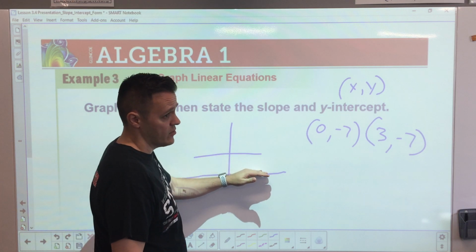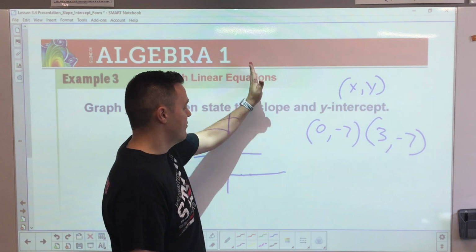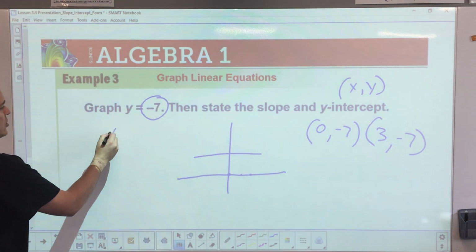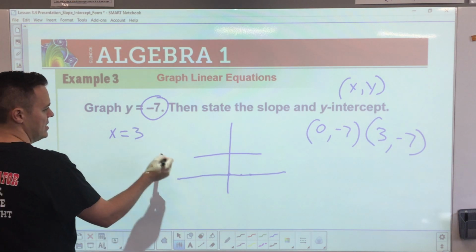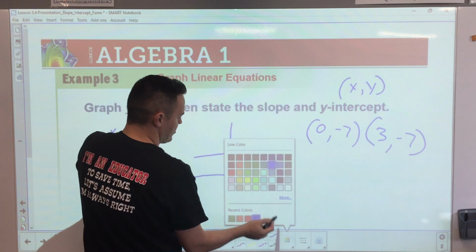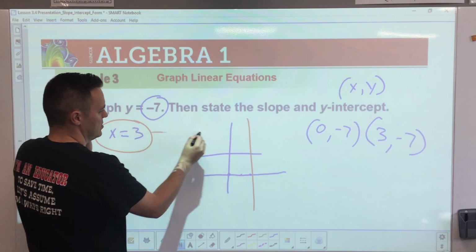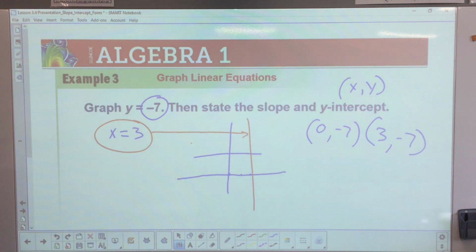If you guys remember what we did from last chapter, horizontal is 0 slope. If it's a vertical line, remember a vertical line is undefined. A vertical line would be if it was x equals a number, like x equals 3. Over on 3, we would have a vertical line that would pass through the number 3, like that. So that's what this is, and that is undefined slope. So please make sure you know the difference between the two. When in doubt, draw a picture.